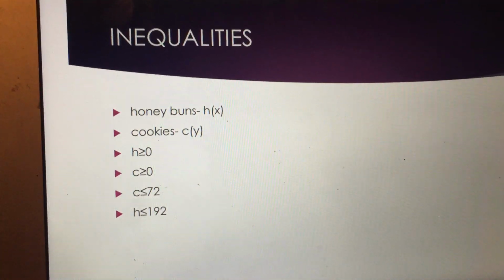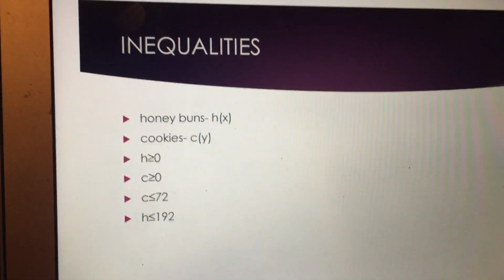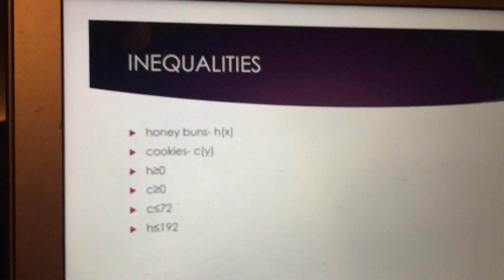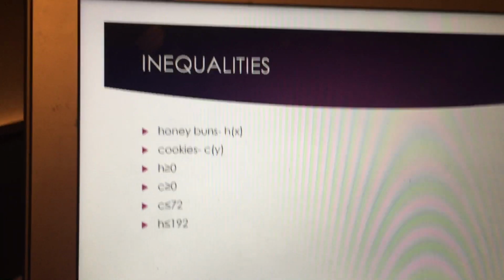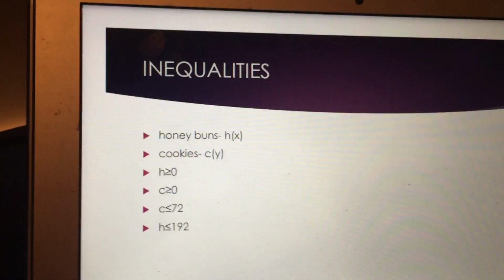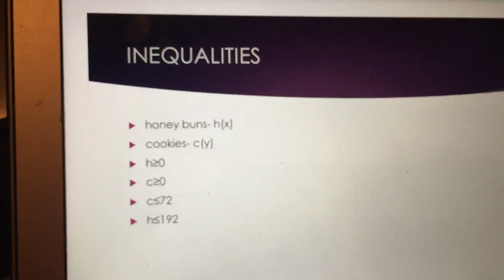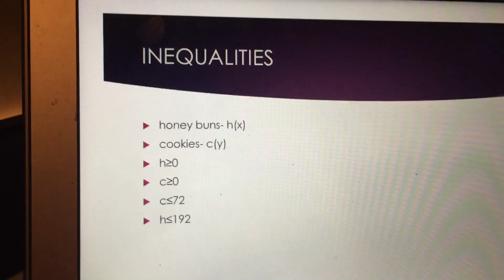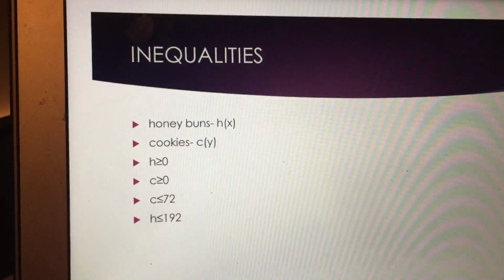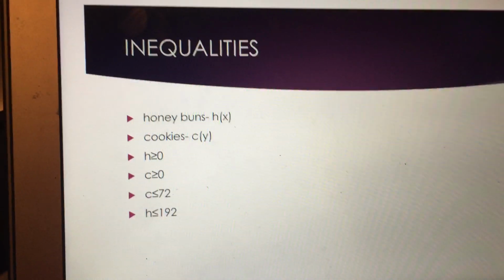The next inequalities are based on what I had in my word problem. My first constraint is that we will only be able to sell 72 cookies in a 2-hour shift, so C is less than or equal to 72. My other constraint is H is less than or equal to 192 because we'll only be able to sell 192 honey buns in a 2-hour shift.